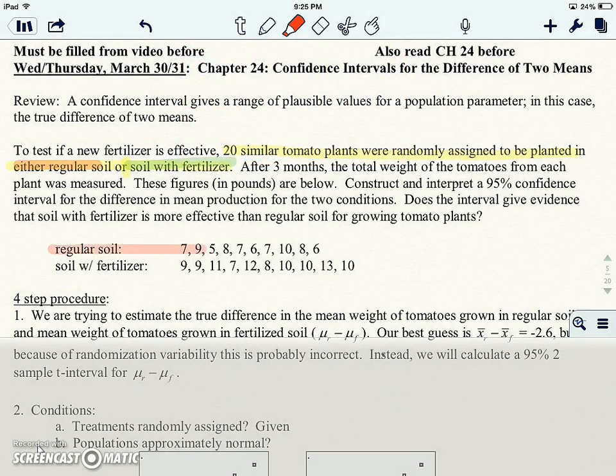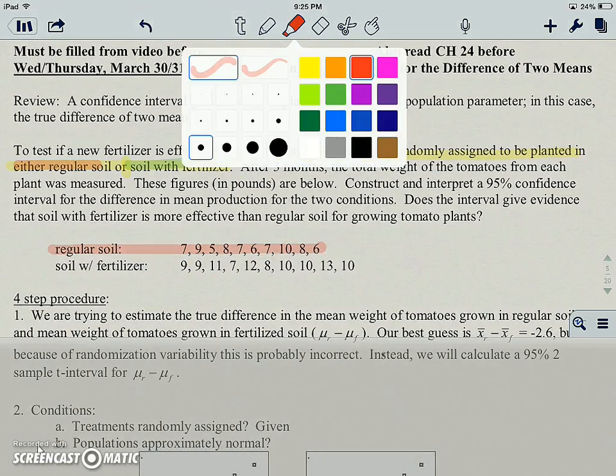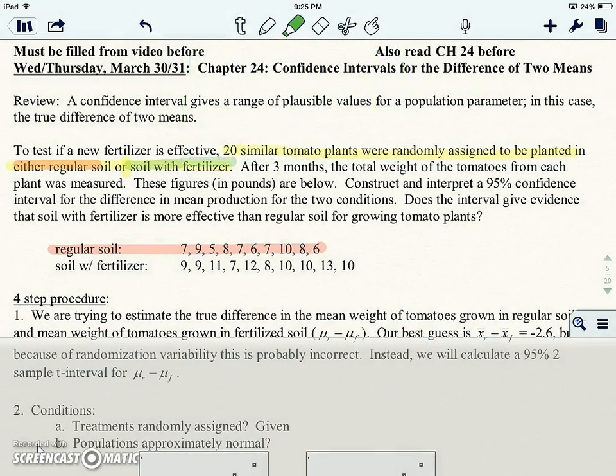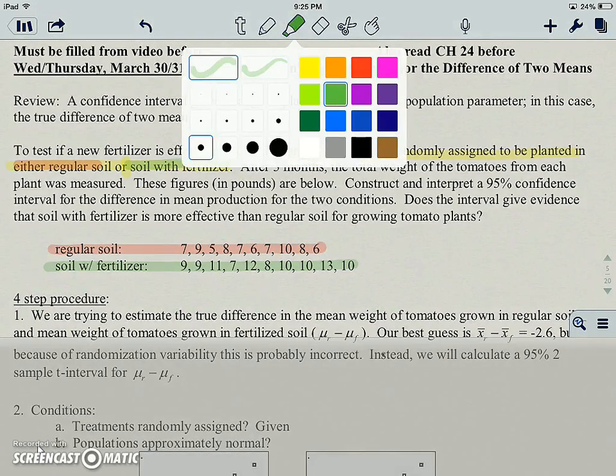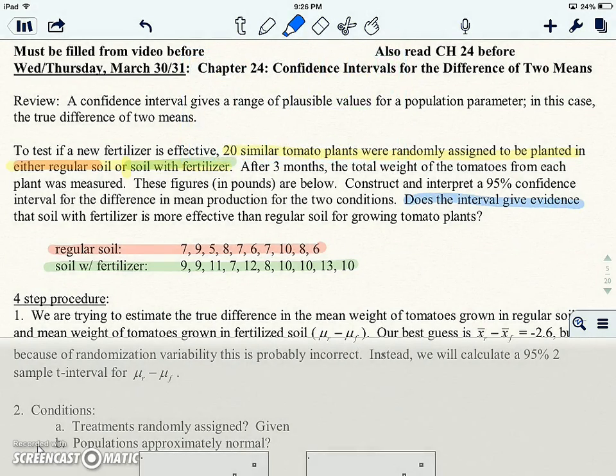So here we have the weights of the tomatoes grown in the regular soil and the weights of the tomatoes grown in the fertilizer soil. We are going to construct and interpret a 95% confidence interval for the difference in mean production for the two conditions. And then we're going to use that to answer the question, does the interval give evidence that soil with fertilizer is more effective than regular soil for growing tomato plants?